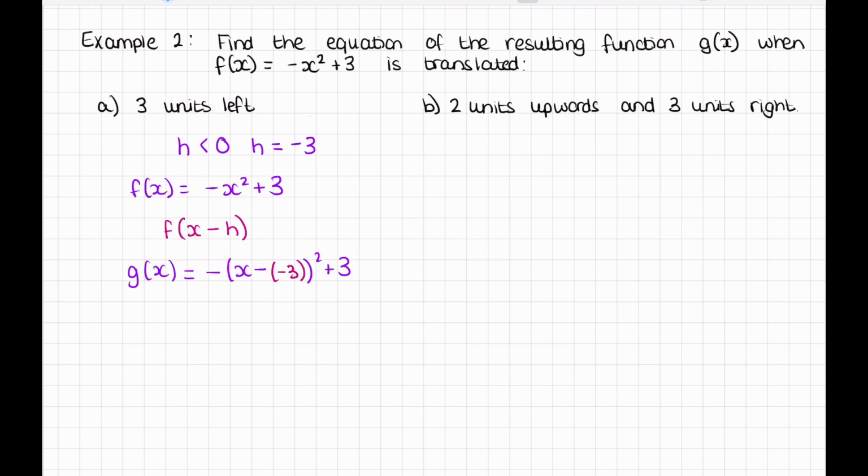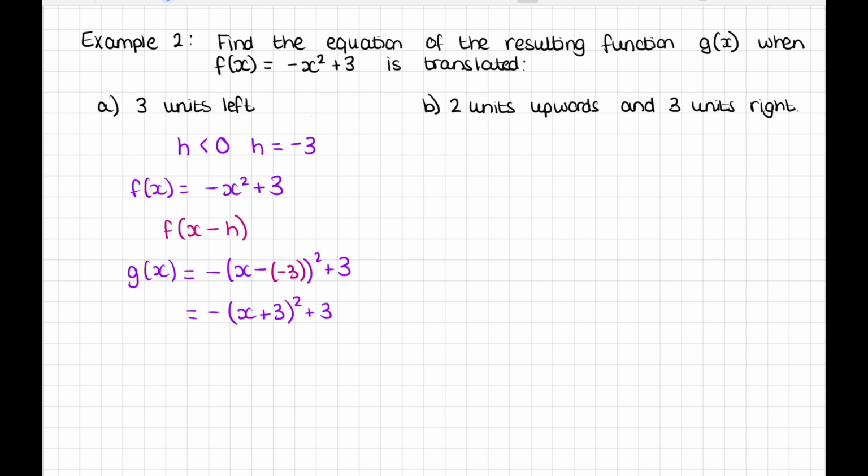So that horizontal translation, we just alter the x. All right, so we have to put the x in brackets and plus or minus from there. And then we can simplify this and we'll have negative x plus 3 all squared plus 3.